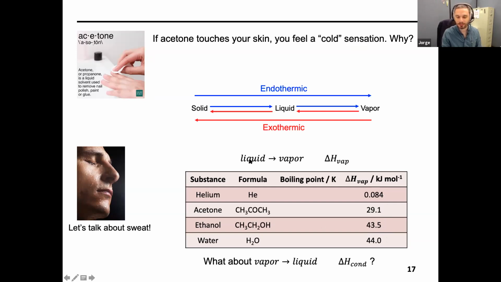And always remember, if the transformation from liquid to vapor has a positive delta H, when we flip the direction from vapor to liquid, the number is going to be the same, but the sign is going to be flipped. So therefore, for water, delta H of vaporization is plus 44. If we change the direction, delta H of condensation is going to be minus 44.